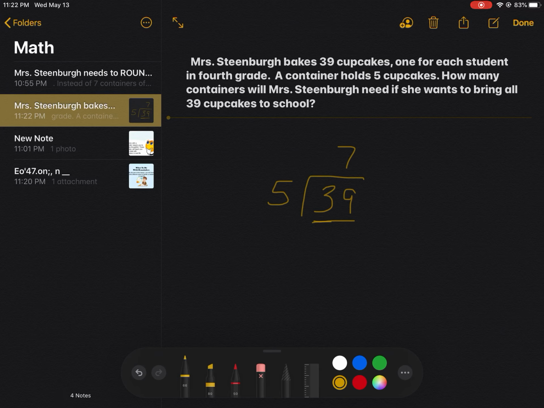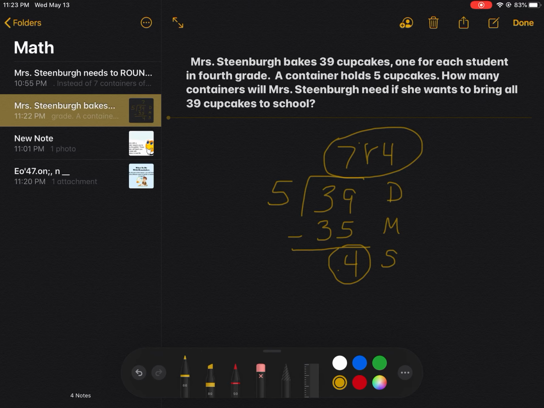So 7 times 5 is 35. So we divided and I multiplied. And now I will subtract, and I'm going to get 4. I don't need to bring anything down because I'm finished. I have nothing left to divide, and my remainder is smaller than my divisor. So the answer is 7 remainder 4.